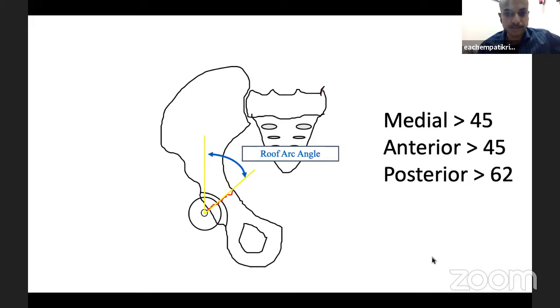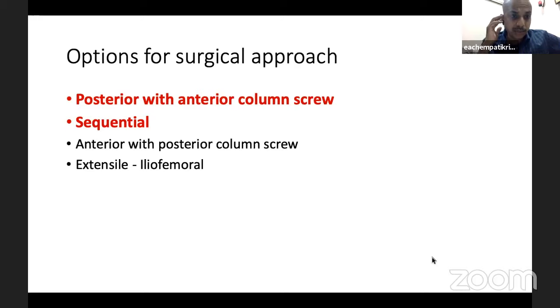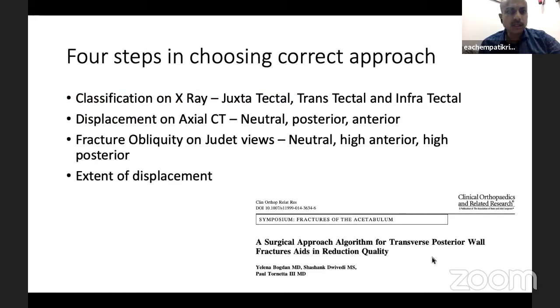So there are several options for surgical approach. And if you look at the literature, the majority of the options are with the Kocher-Langenbeck approach. And although these have shown inferior outcomes in the original series, the majority of these series have still focused on the posterior approach. So you have options which include posterior approach with anterior column screw or a sequential approach where you do the posterior first followed by anterior or anterior followed by the posterior. The extensile iliofemoral approach is now reserved for delayed cases and it's not generally employed because of the excessive morbidity associated with the procedure.